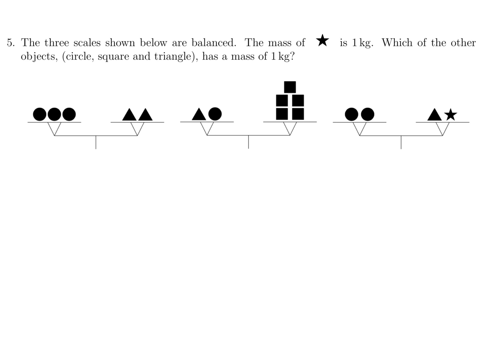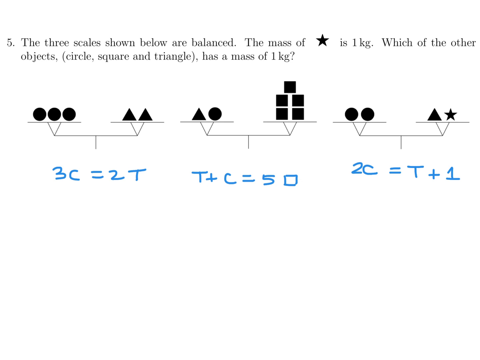The three scales shown below are balanced. The mass of star is 1 kg. Which of the other objects has a mass of 1 kg? So let's see here. How do I do this? Well, let's just convert these to letters. So this would be 2c is equal to t plus 1 for the star, c for circle. This one would be 3c is equal to 2t. And this one would be t plus c is equal to 5 squares. So I'll just put the square symbol.